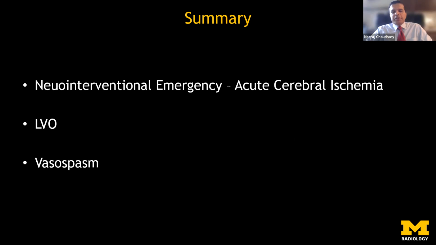We talked about a couple of neurointerventional emergencies in acute cerebral ischemia. We talked about large vessel occlusions, and we talked about vasospasm in the context of subarachnoid hemorrhage and how we can help some of these patients with treatment.